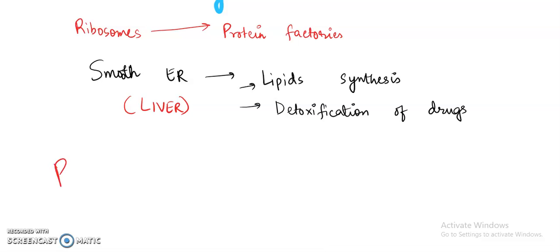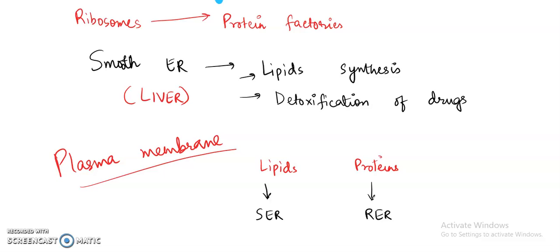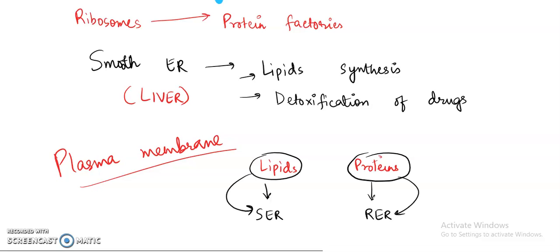Now one more thing I would like to discuss here, the plasma membrane. If you remember, it was made up of lipids and it was made up of proteins. So here I would like to say that lipids will be synthesized by SER and proteins will be synthesized by rough ER. Lipids will be synthesized by smooth endoplasmic reticulum. Proteins will be synthesized by rough endoplasmic reticulum.